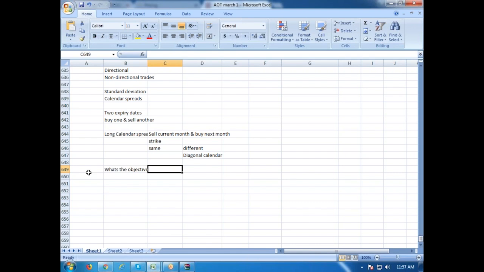I want the underlying to come to my middle strike price slowly. I want the underlying to come to my strike slowly. The objective remains this: I want the underlying to move slowly towards my strike. Why do I want it to happen slowly?